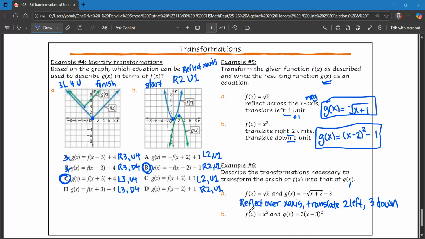Letter B, this time f of x equals x squared, so we're working with a quadratic. And g of x equals 2 times the quantity x minus 3 squared. So notice we have a 2 on the outside. A 2 on the outside is a vertical stretch. So we have a vertical stretch of 2. And the -3 on the inside is a translate 3 to the right.